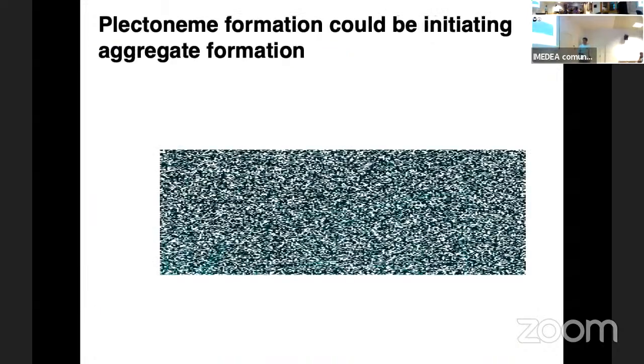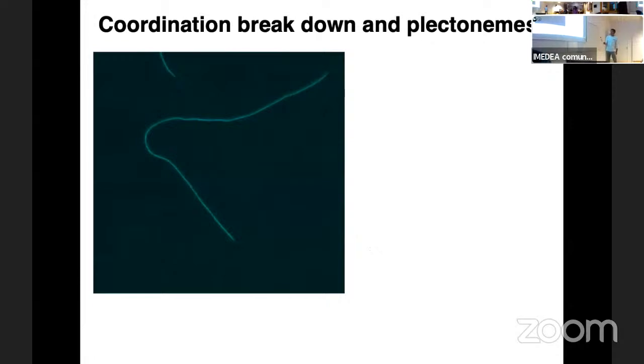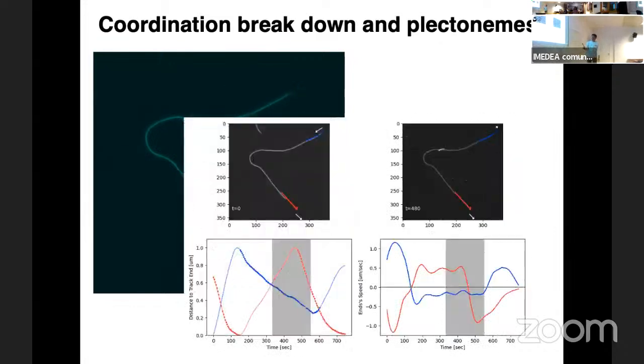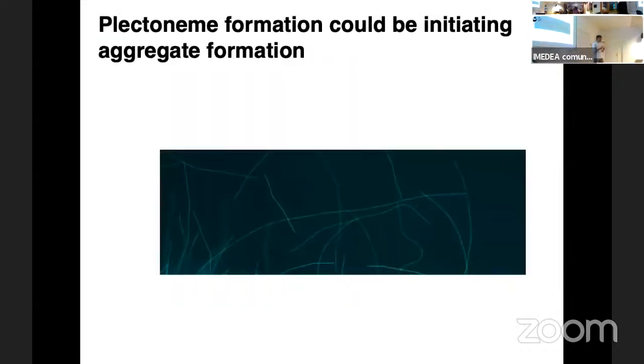Now, as you saw in that movie, I don't know if you noticed, if I play this, there is this formation here. This is known as a plectoneme formation, and it's observed in DNA. The filament twists upon itself, okay? And we think that this is related to cells rotating. And actually, we observed this formation in many instances.